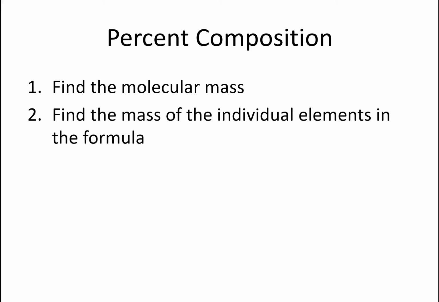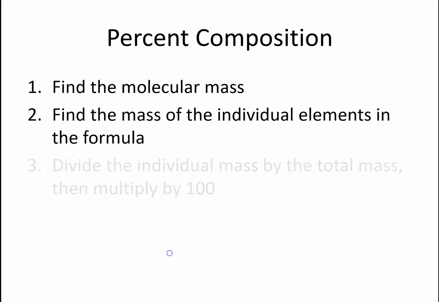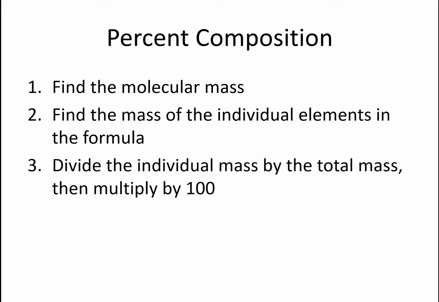All right? So first of all, percent composition. Here's our step-by-step, and I want you just to write these steps down. If you need to pause to slow me down, fine. But write these steps down in your notes so that when I do the example on the following slide, you've got those steps to refer back to. Step one is you find the molecular mass in the same way we've been doing. Step two, find the mass of the individual elements in the formula. And step three is to divide the individual mass by the total mass and then multiply by 100. That's that converting to a percent thing. You always multiply by 100 to convert a decimal to a percent.